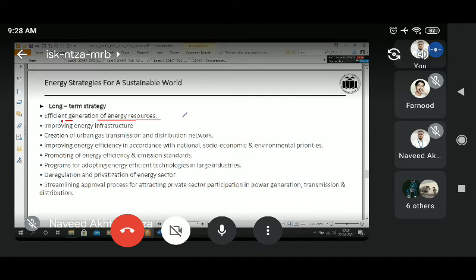to make aware the public and the people and the industries working in this field, and programs for adopting energy efficient technologies in large industries, and deregulation and privatization of energy sector for proper working and utilization of these sources. Streamlining approval process for attracting private sector participation in power generation, transmission and distribution. So these are the long-term strategies for the sustainable world.